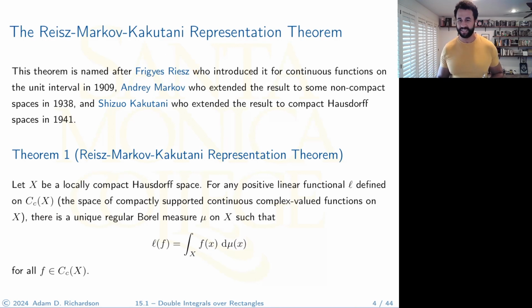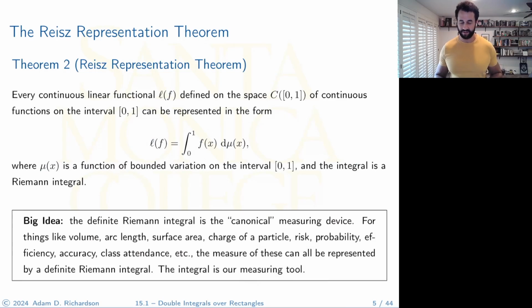Riesz's, I was going to say Riesz's representation, Riesz's statement of the theorem right here. So this is how it was originally defined. Every continuous linear functional defined on the space of continuous functions on the interval 0 to 1 can be represented in this form, where mu of x is a function of bounded variation on the interval 0 to 1, and the integral is a Riemann integral. So this one is a little bit simpler. What it's saying is that if you are only looking at continuous functions on the closed unit interval, then you can write any linear functional that you describe on those functions as a Riemann integral.